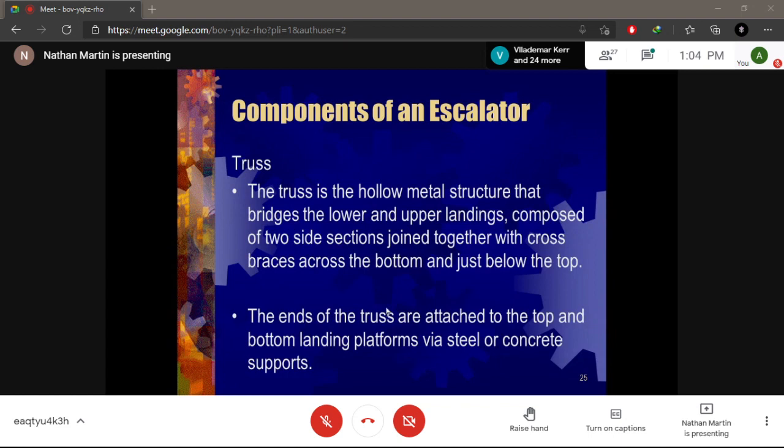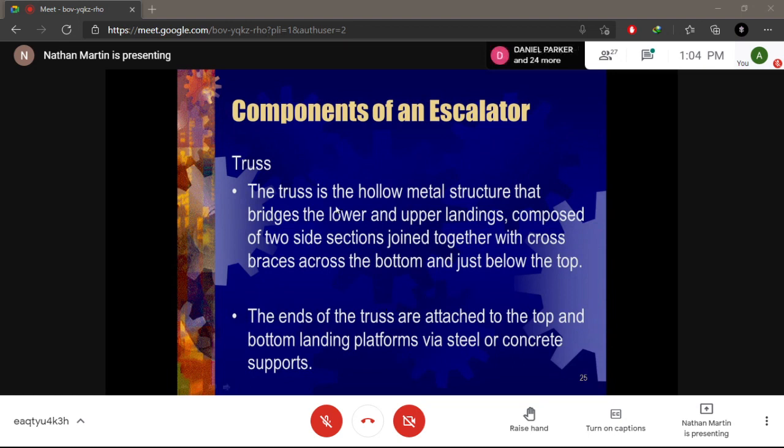The trusses. So we're just going over some typical components. Escalators can be as sophisticated as you want them, and they can be as simple as you want them. But these components that I'm telling you about are going to be your typical components, right?